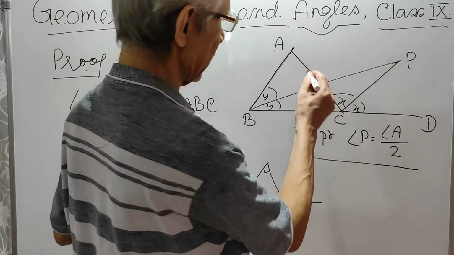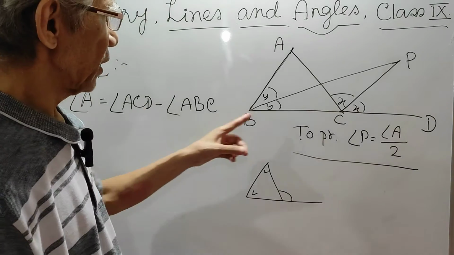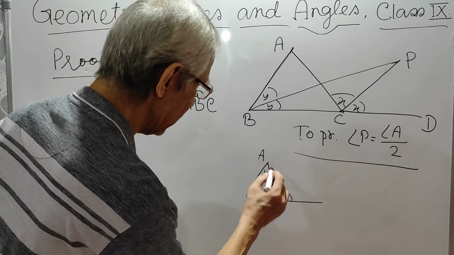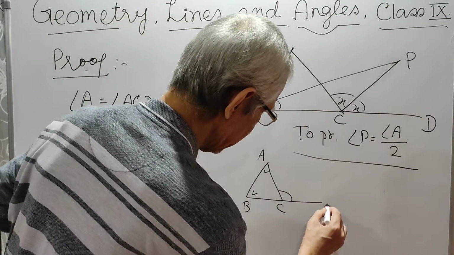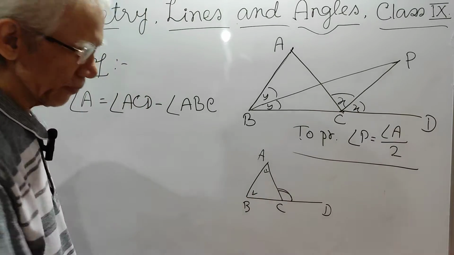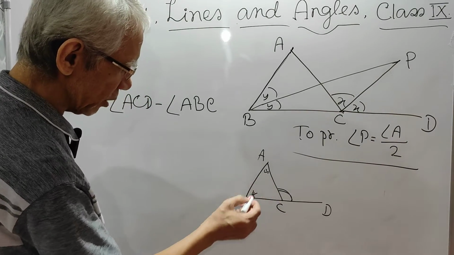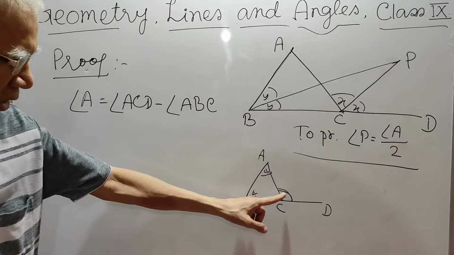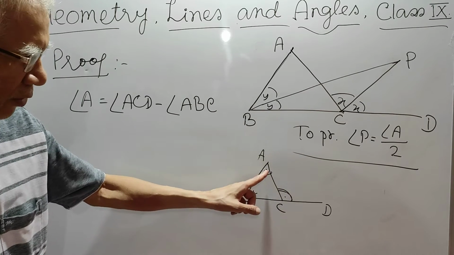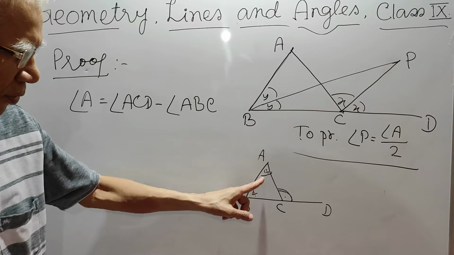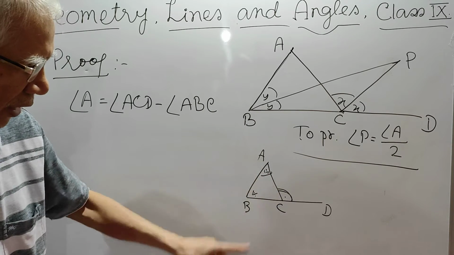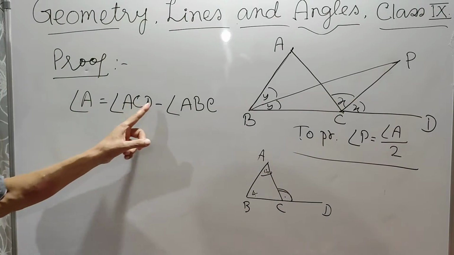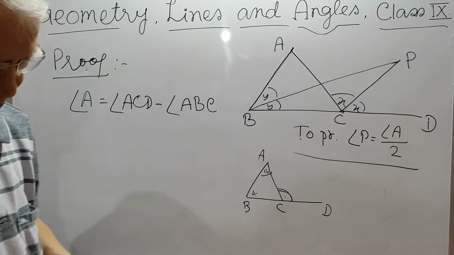Now you see this angle ACD is equal to what? A plus B. So this is A, B, C, D. So ACD equal to A plus B. If ACD equal to A plus B, what will be A? ACD minus B. That is what I am writing here. External angle equal to sum of opposite internal angles. This equals this plus this. Therefore, this minus this will be A. So angle A equals this angle minus this angle.